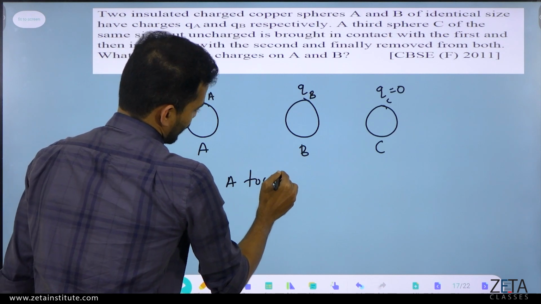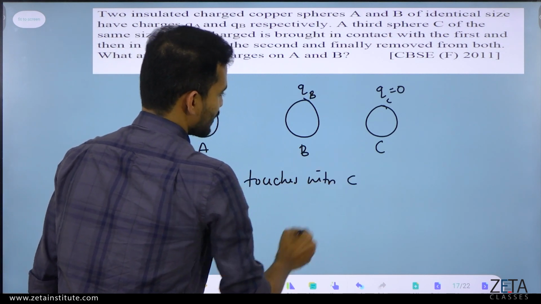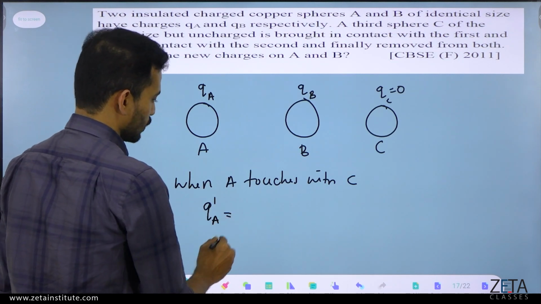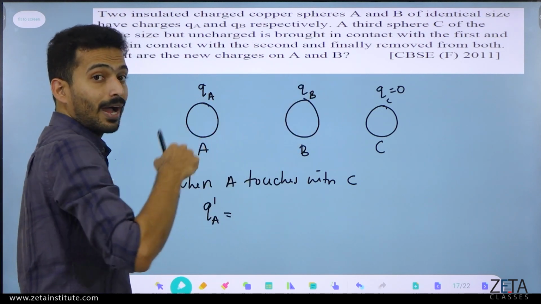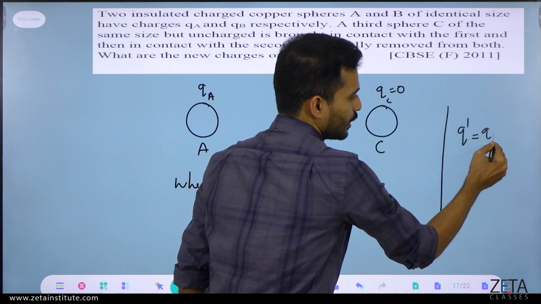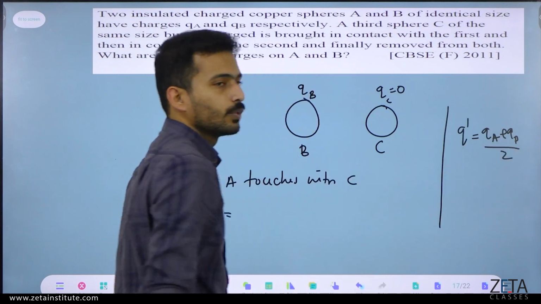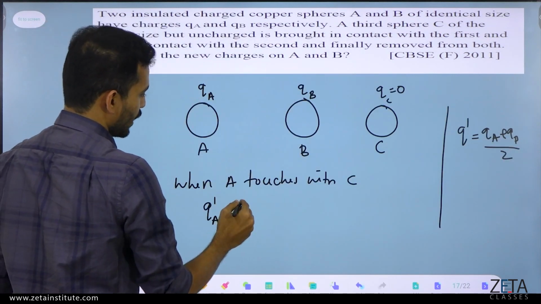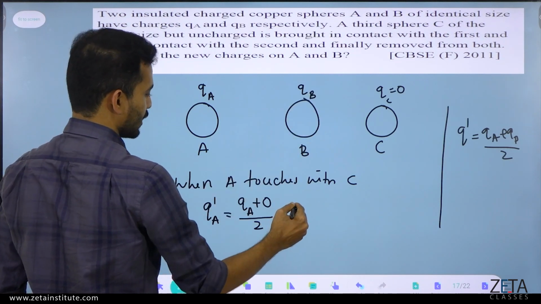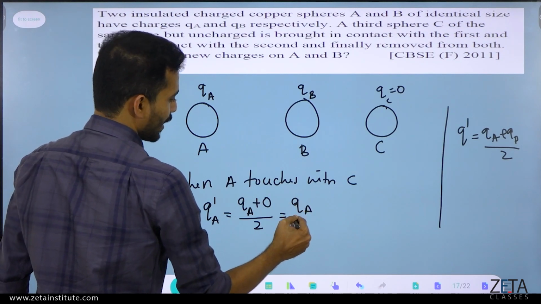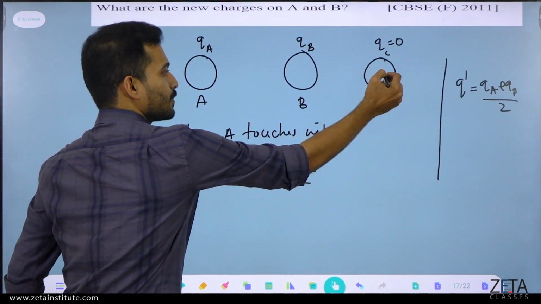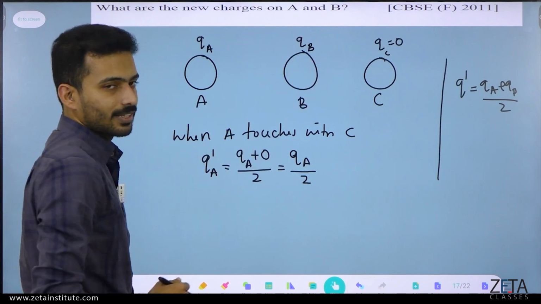When A touches C, what is the charge on A? The charge on A can be written as Q dash. Q dash is equal to QA plus QC by 2, because they are identical. We have already studied that. If they are identical, the new charge will be equal to the sum of the charges divided by 2. So here, QA plus QC is QA plus 0, divided by 2. So, what is the charge on A after touching? That is QA by 2.